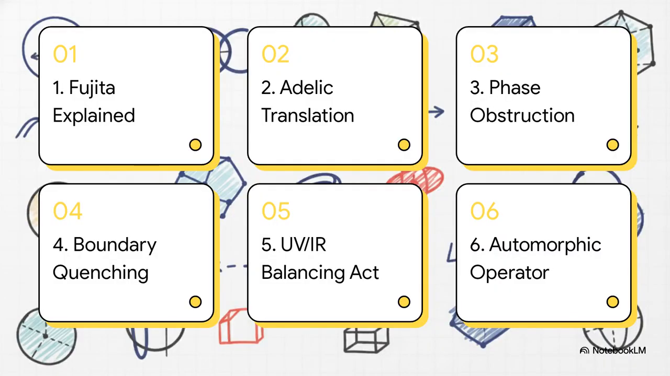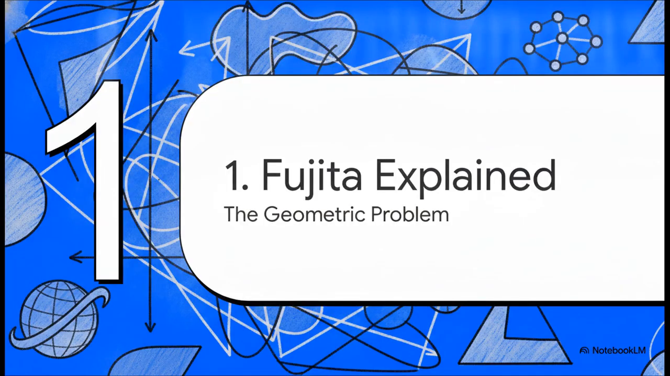Here is our roadmap for this explainer. First, the Fujita Conjecture explained. Second, Adelic Langlands translation. Third, unrolling the phase obstruction. Fourth, holographic boundary quenching. Fifth, the global UV/IR balancing act. And finally, the master automorphic operator. All right, let's jump right into Section 1, the Fujita Conjecture explained, where we define our foundational geometric problem.